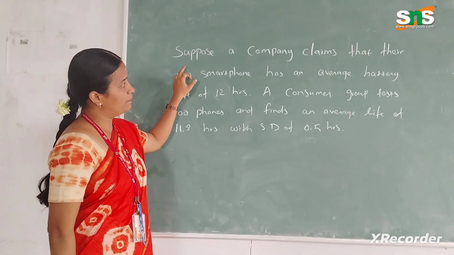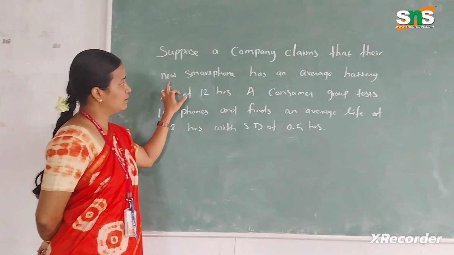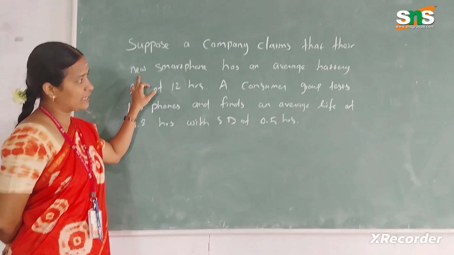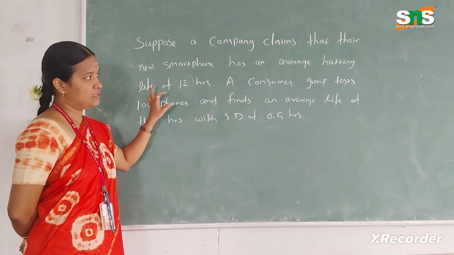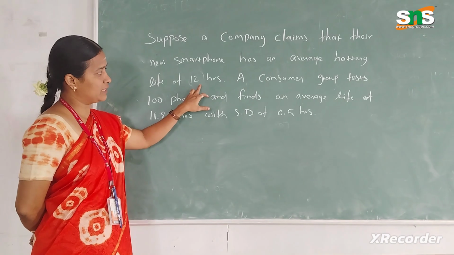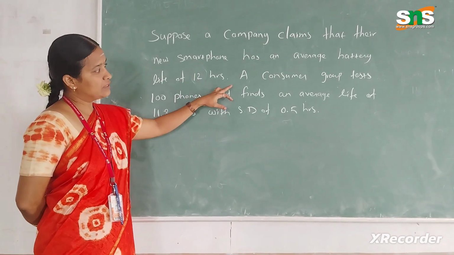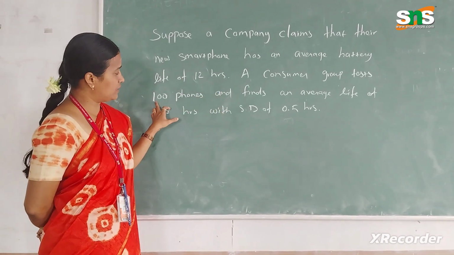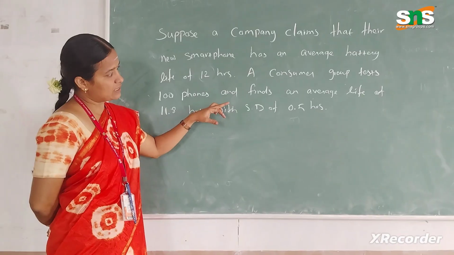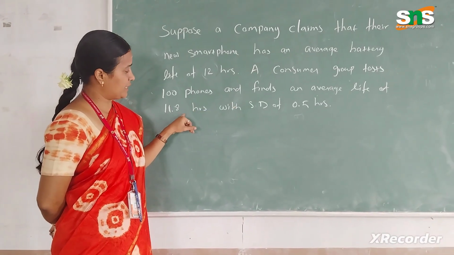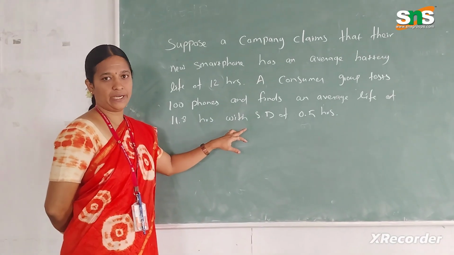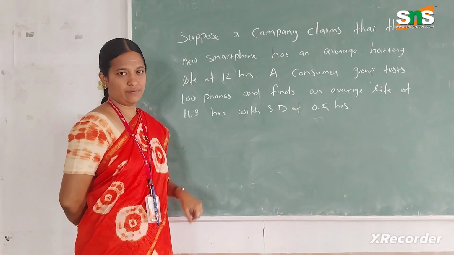Suppose a company claims that their new smartphone has an average battery life of 12 hours. So the average life, that is the mean, is given: 12. A consumer group tests 100 phones and finds an average life of 11.8 hours with a standard deviation of 0.5 hours. First I am going to write the given details.